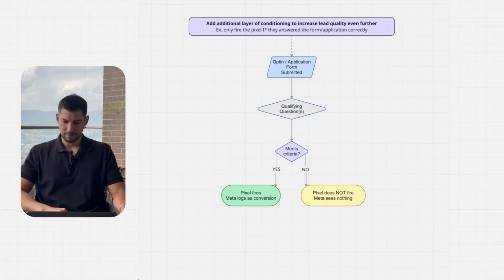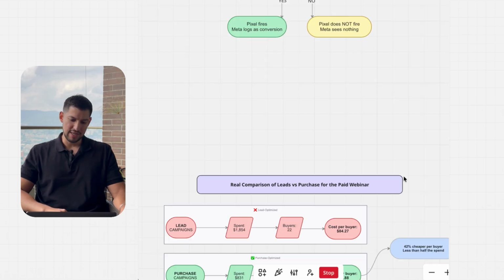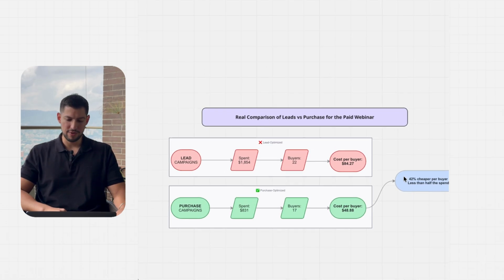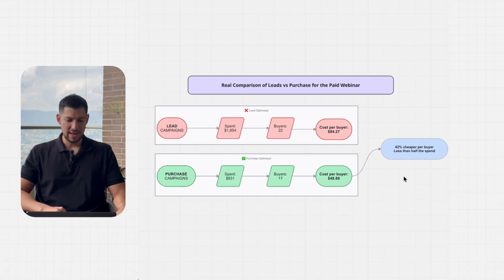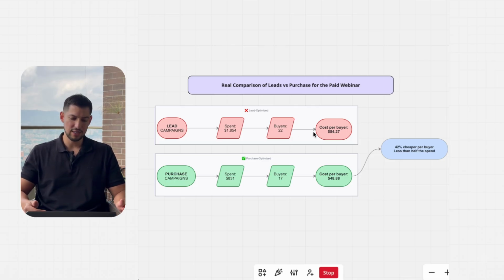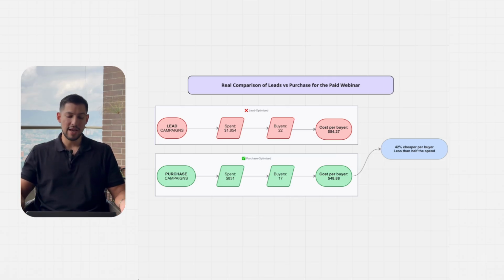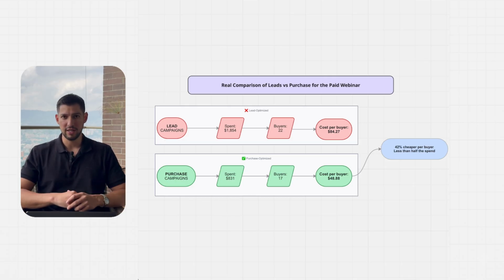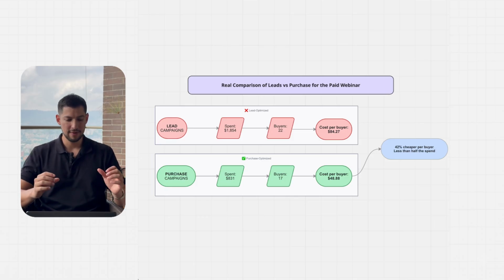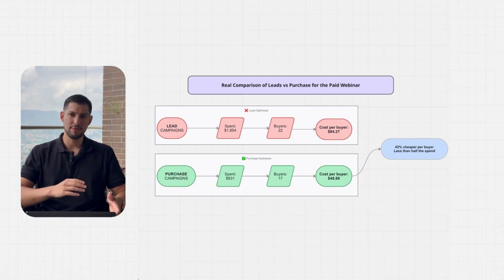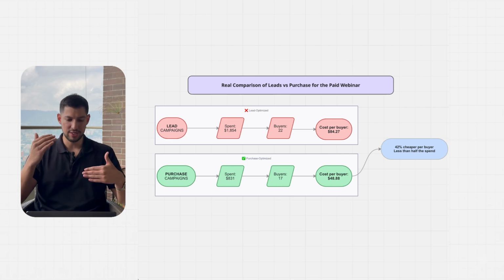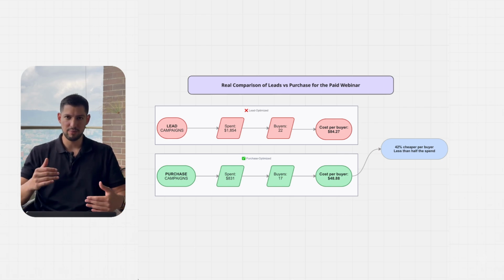So I mentioned we had a case study that I wanted to run you through for this webinar we ran recently. Here's the basic breakdown. On the top, you see the lead optimized campaign, and on the bottom, the purchase optimized campaign. The client contacted us on a pretty short timeline, and the campaign for leads was already running. So we came in last second, and for the last week and a half before the webinar, had to massage this into a way better performing campaign structure.